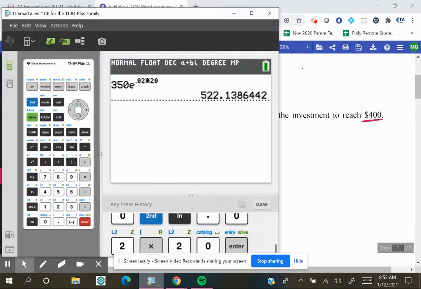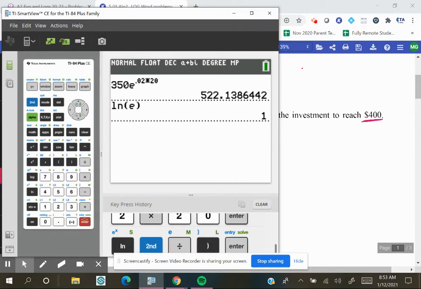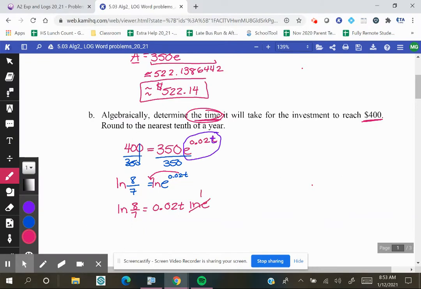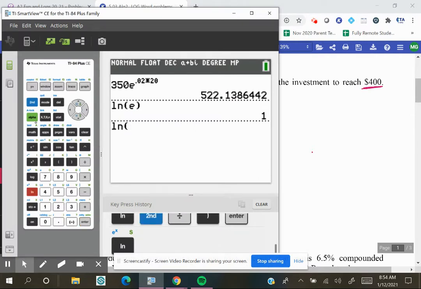Now if you forgot ln of E, so really that's saying E raised to what power gives you E. And e raised to the first power gives you e. So ln of e is just 1. So ln of e cancels each other out. So that gives us a 1. Now I want to solve for t, so I'm just going to divide both sides by 0.02. And then again, you're going to go straight to your calculator. So ln of 8/7.